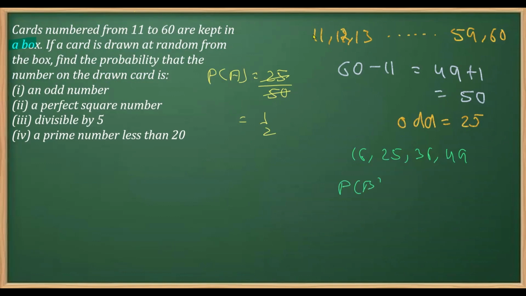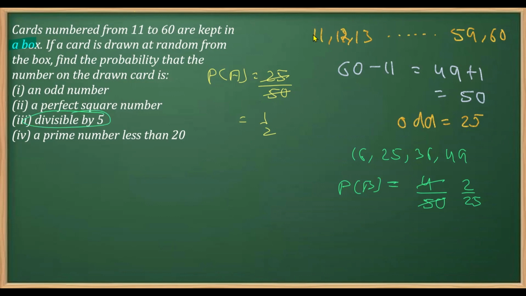So for the second part, the probability of getting a perfect square number is: 4 of them are favorable, and the total number of observations is 50. So it's 4 over 50. On reducing, you are going to get 2 over 25.